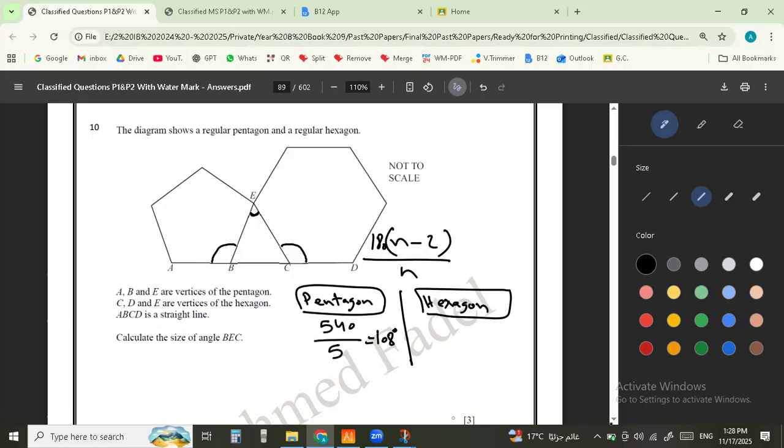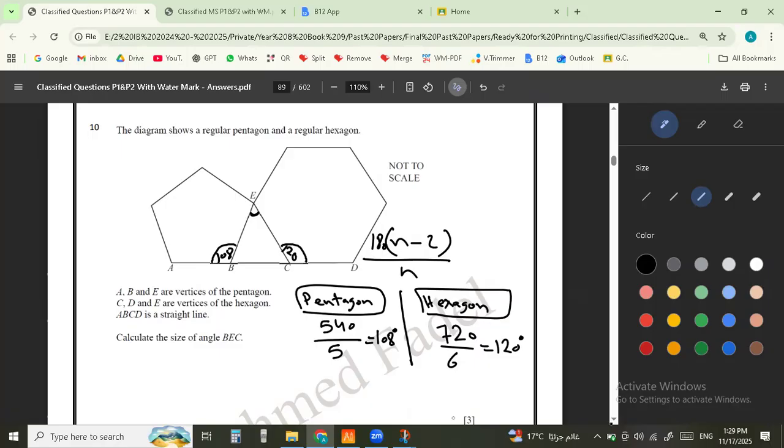So this is 108. And for the regular hexagon, 180 multiplied by 6 minus 2, which is 4, is going to give you exactly 720. Divided by 6 is going to give you exactly 120 degrees. So this interior angle is 120 degrees.